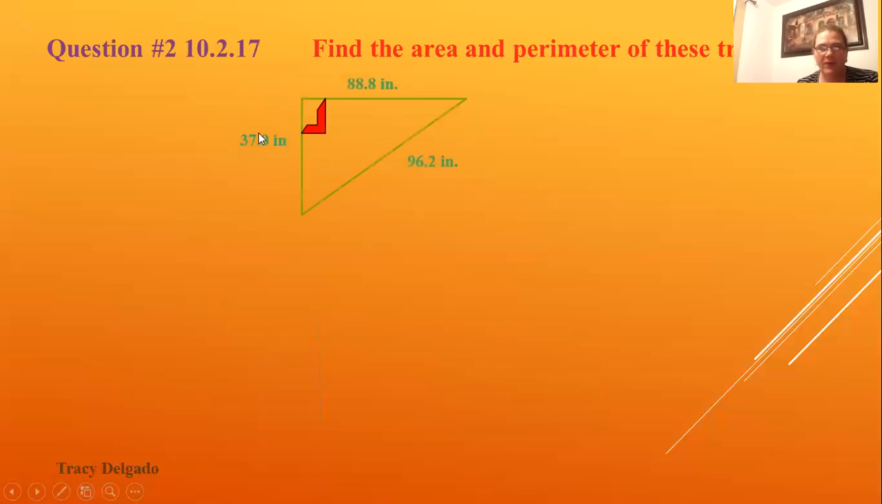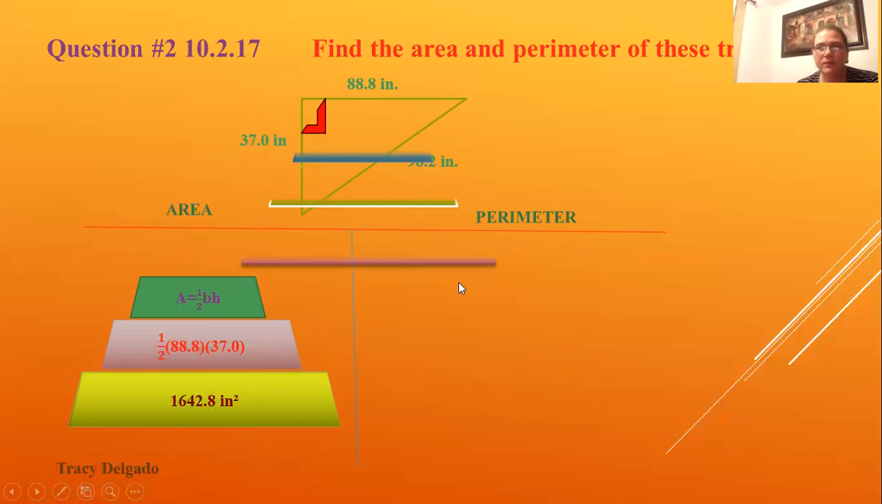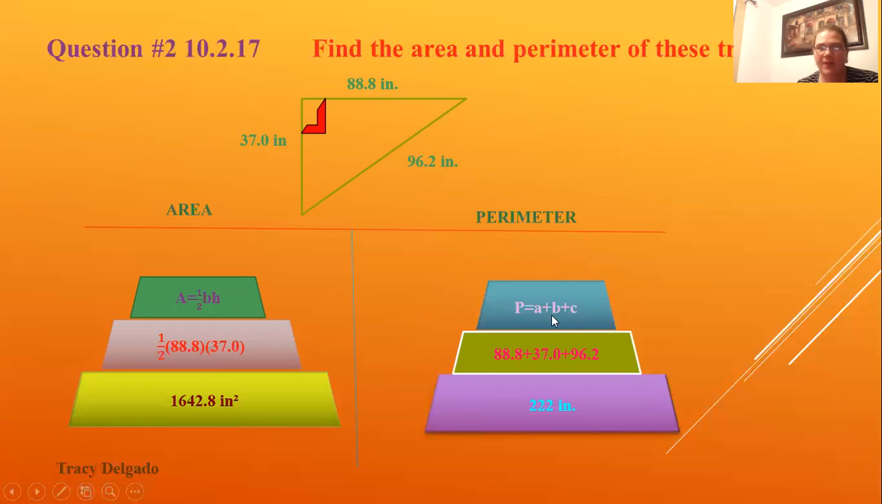Our next triangle, we have 37 here, 88.8, and 96.2. And these are in inches this time. And we're going to do this the exact same way. I have my chart again. Area equals 1/2 times the base times height. 1/2 times 88.8 times 37 equals 1,642.8 inches squared. To find the perimeter, we're going to do the exact same thing. A plus B plus C, which is these 3 right here, just to add up these numbers. 88.8 plus 37.0 plus 96.2 equals 222 inches.